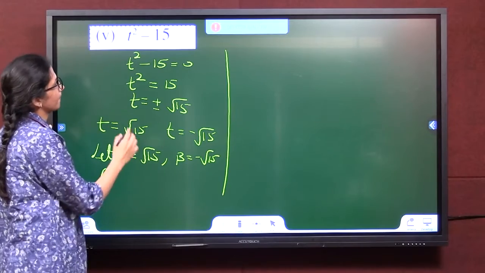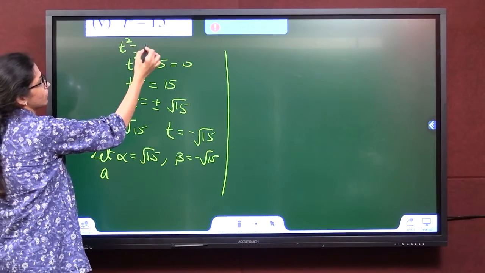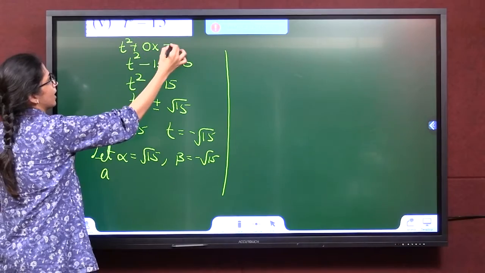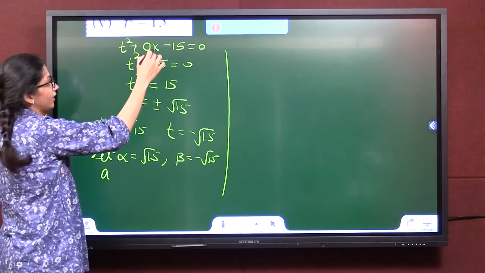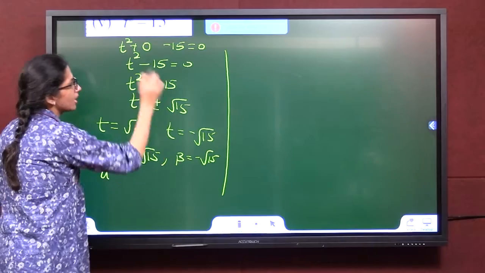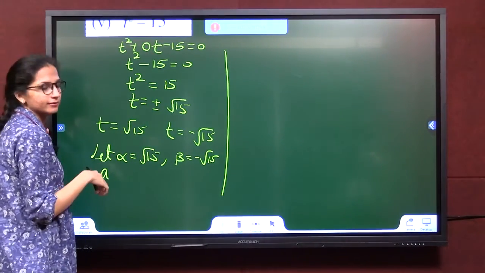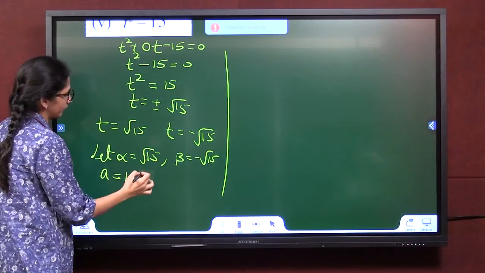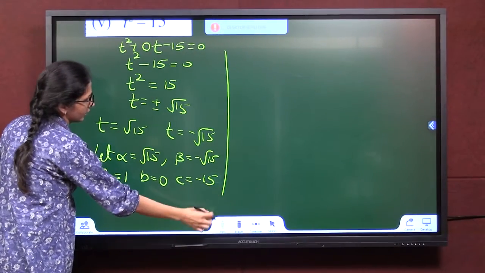A, what is A? Okay, first rewriting this, you can write this as t square plus 0x minus 15 equals 0. 0x, correct? Wrong, because I have an expression filled with t's, so I have to put 0t here. So what is A now? 1. What is B? 0. What is C? Minus 15.